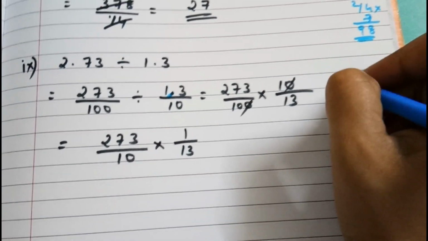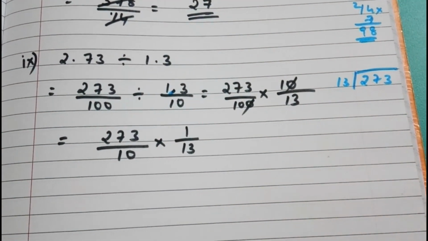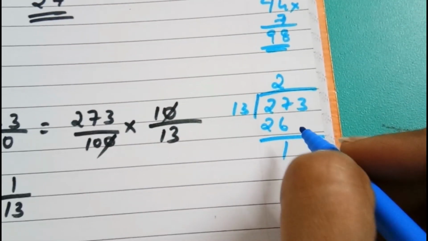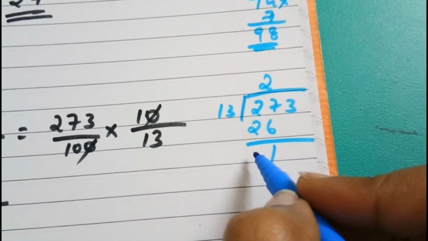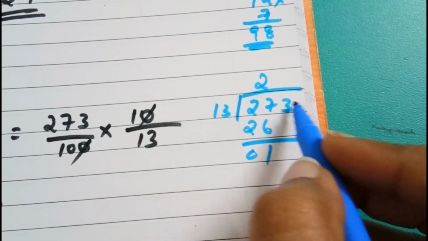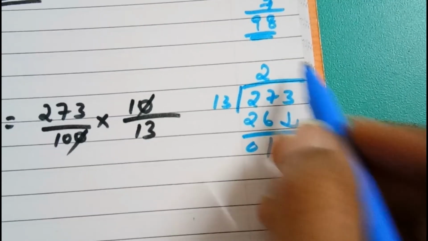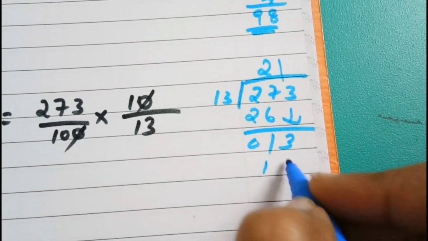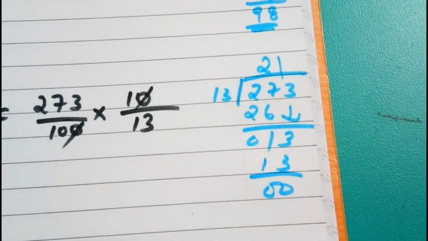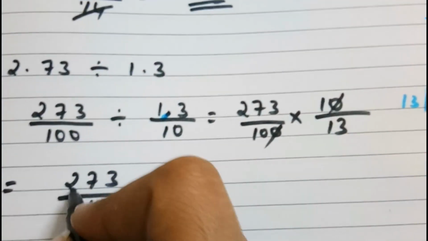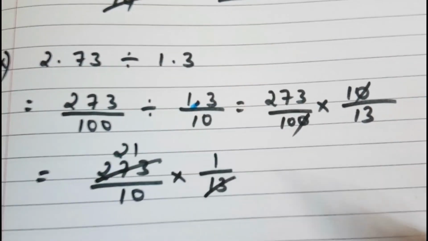273 divided by 13. Now 13 twos are 26. 7 minus 6 is 1. 2 minus 2 is 0. Now bring down this 3. 13 will go in 13 one time. 0, 0. So what is the answer here? 21. So 13 will go in 273 21 times.